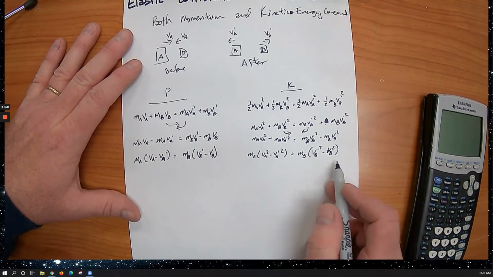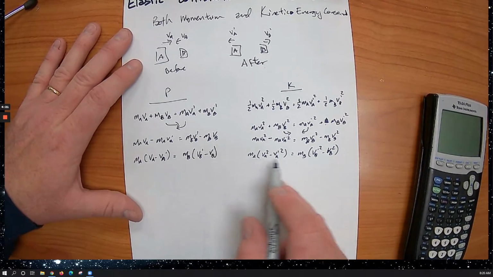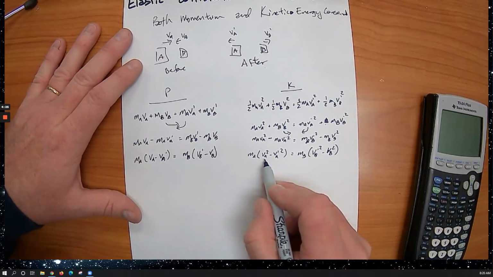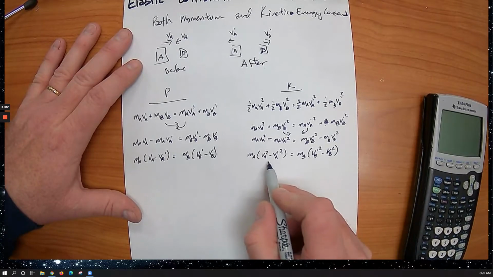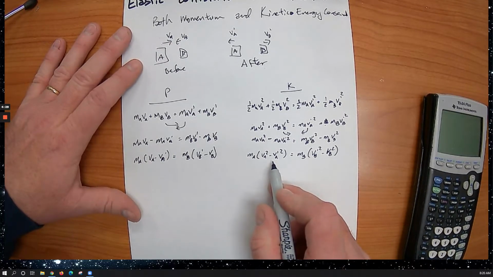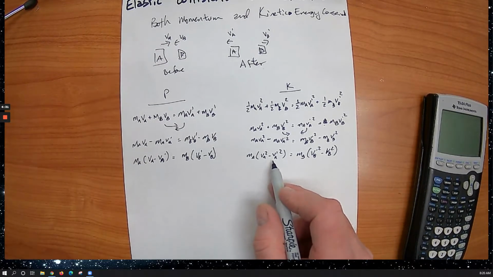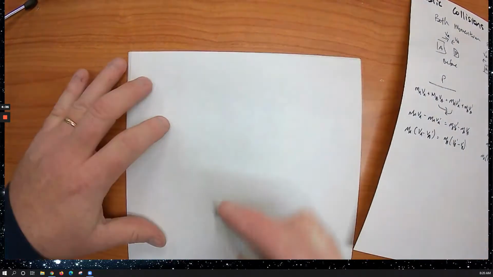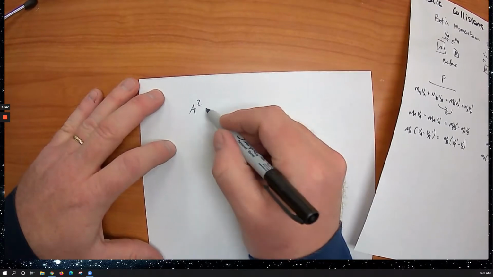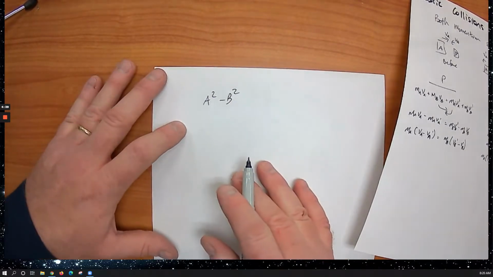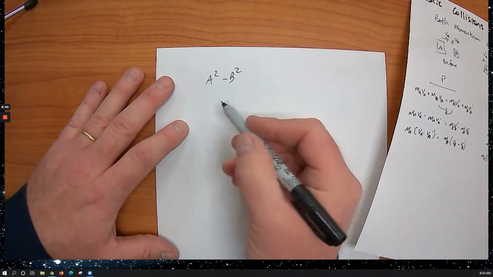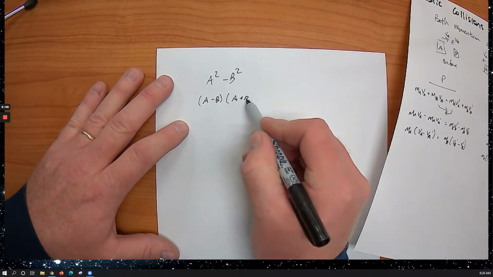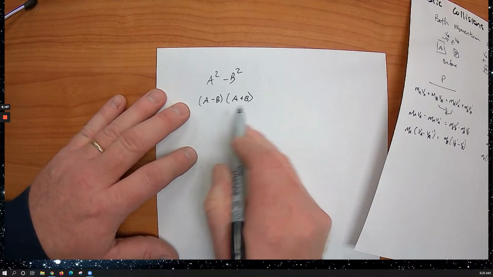Okay, and it's at this point where I notice on the kinetic energy equation that I've got this pattern that I recognize from my math class. It's called the difference of squares. So let me just refresh our memory on how the difference of squares works. If I have a squared minus b squared, I can factor that into a minus b times a plus b.